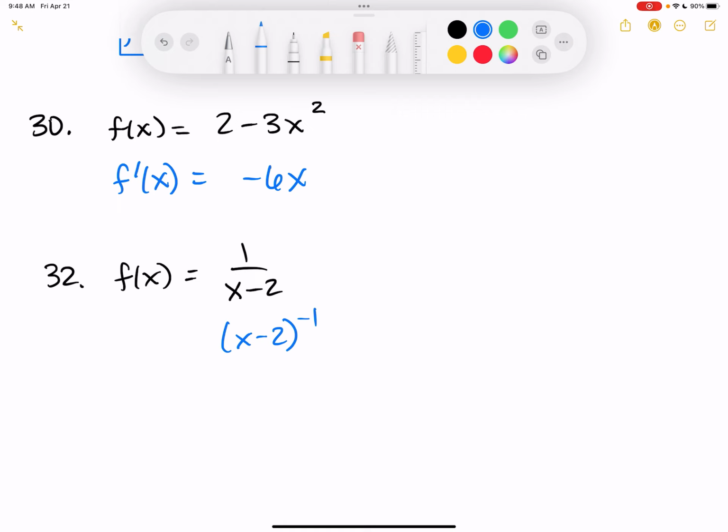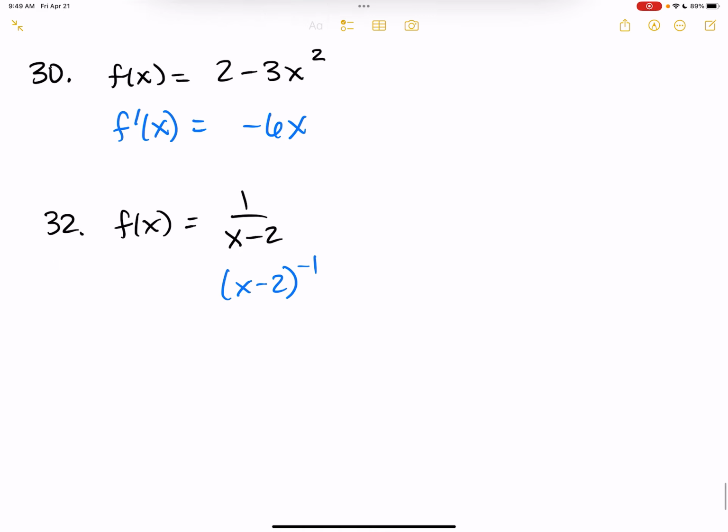So I still follow the same rule. Basically I am just covering this up and taking the derivative of the parentheses. That would make this negative, and then x minus 2. We still subtract 1 from the exponent, so that gives you negative 2. I took the derivative of the whole entire parentheses. I imagined that I completely covered up the parentheses and asked, what's the derivative of that?